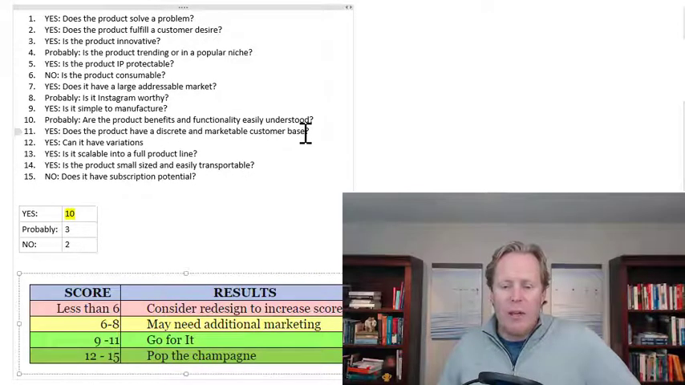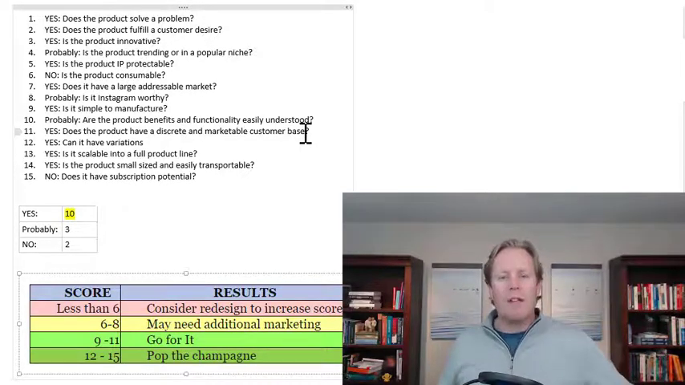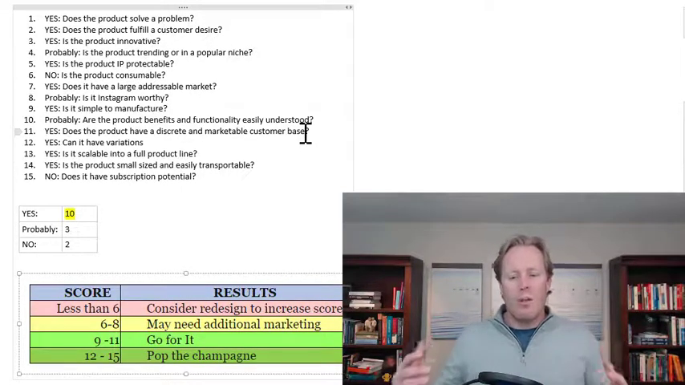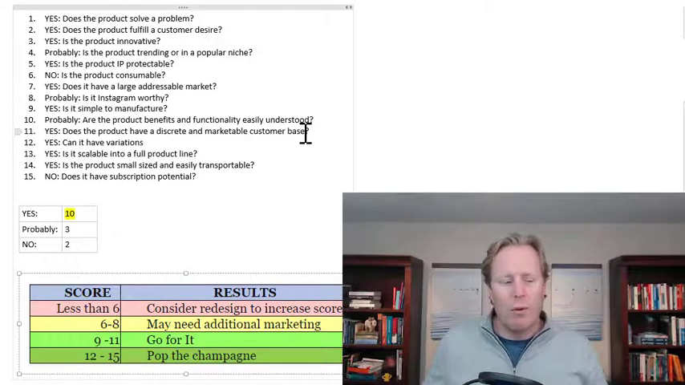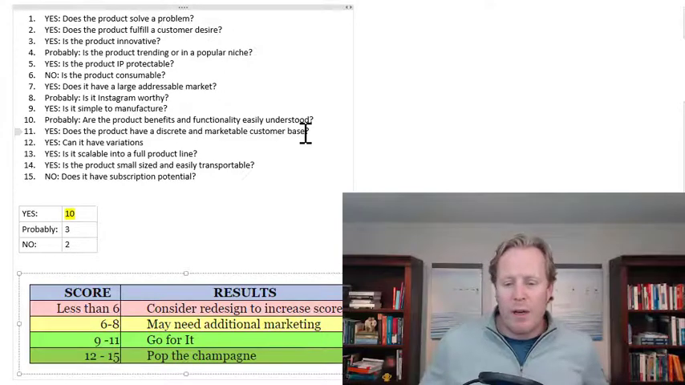Is it scalable into a full product line? I actually think that it is. I think that the concept and the branding around this could be scalable into a full product line. Now, I don't know exactly what that looks like at this point, but if that means having a dozen products that are all built around this same concept or under the same brand, then I think that's a very realistic possibility. So I'm going to keep that as a yes. And let's see.